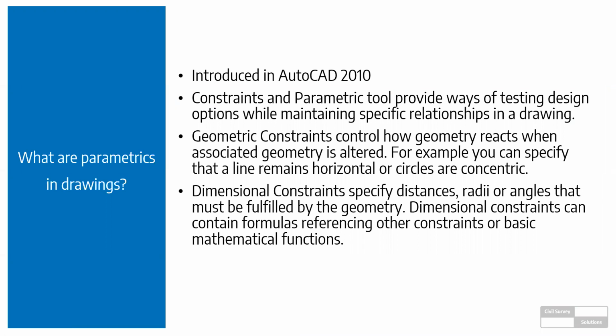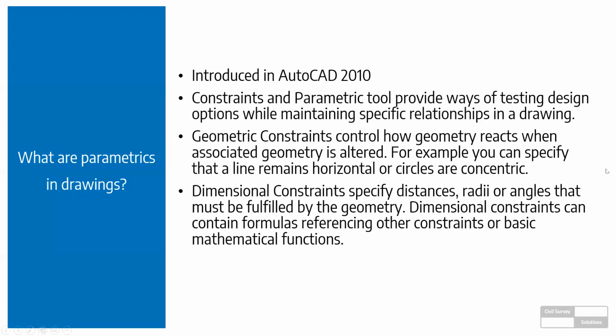With parametric tools and constraints, we use them for testing in our design. So we may have some lines that are parallel and need to be maintained as parallel, or at right angles, or something like that. We use geometric constraints to do that sort of thing, so the association between objects is controlled by geometric constraints. Then we can constrain or control the lengths and angles of objects by using dimensional constraints.